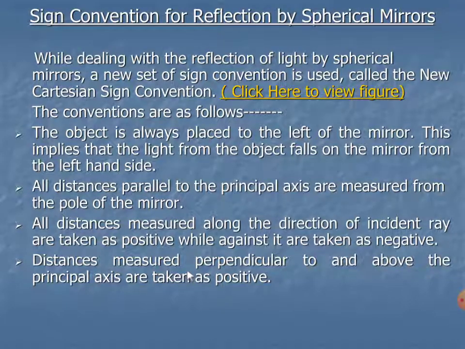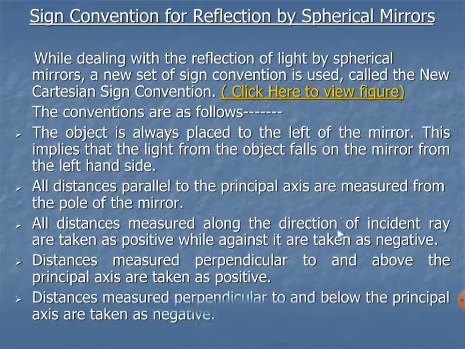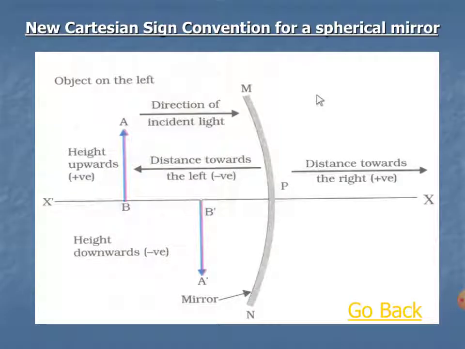All measurements perpendicular to the principal axis and above the principal axis are taken as positive, while those below the principal axis are taken as negative. So let me explain by seeing this diagram. This is the spherical mirror. Either it may be concave or it may be also convex, no doubt.